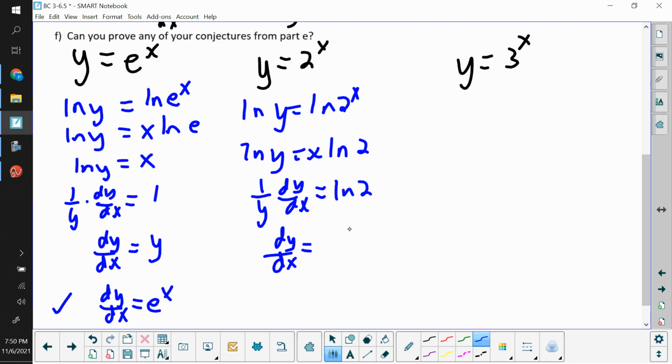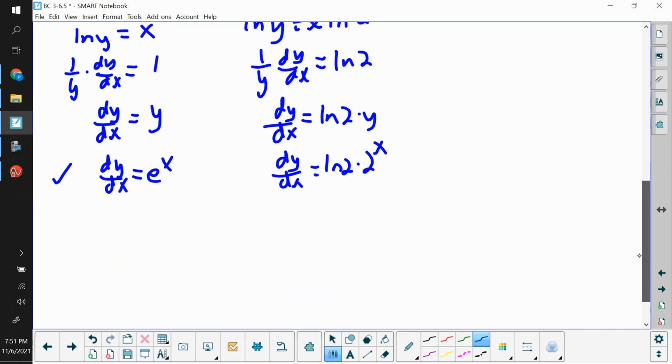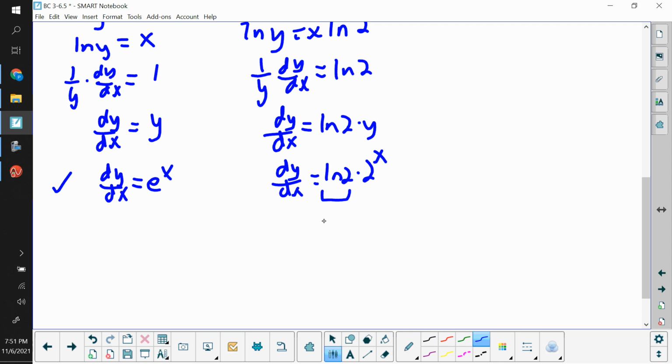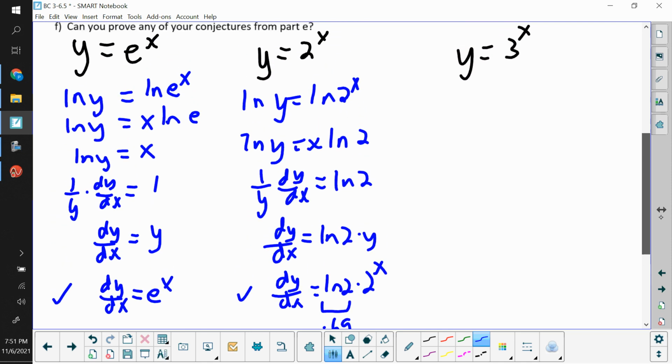We'll multiply the y over, and we'll have natural log of 2 times y. We can replace y with what it was equal to, so we'll have natural log of 2 times 2 to the x. Well, the value of natural log of 2 is about 0.69 or so. That is less than 1, so when you multiply it by the original graph 2 to the x, it's always going to be a little bit below. So that proves that 2 to the x's derivative is a little bit below the graph.